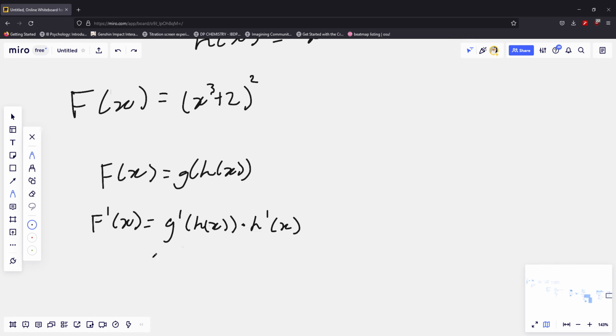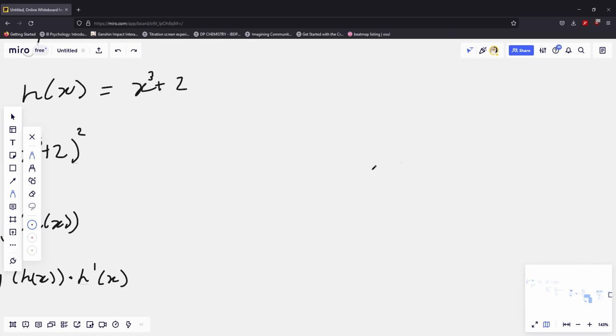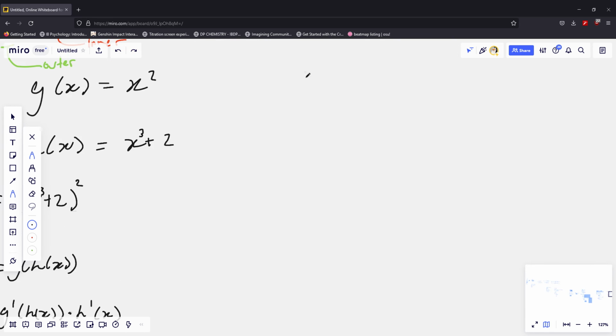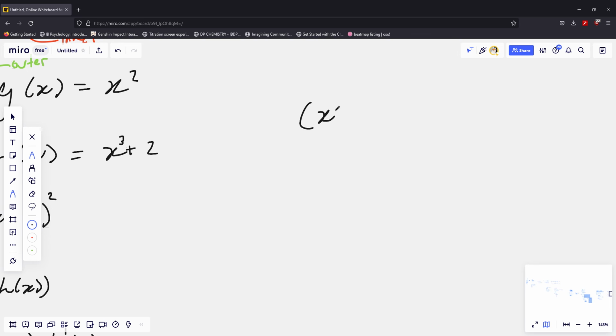Let's work out an example problem using prime notation. So we'll use our definitions here. What's the derivative of x cubed plus 2, to the power of 2? We'll call this f of x. I want you to find f primed of x here. So take a moment to pause the video and figure this out.